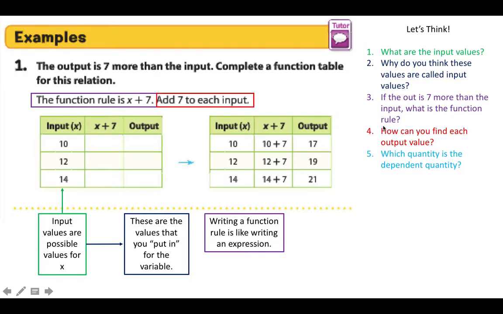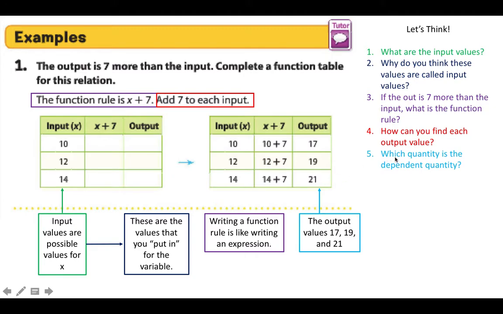All right, so how can you find each output value? We're going to add 7 to each input. So that means we're going to add 10 plus 7, 12 plus 7, 14 plus 7. So the quantities that we get as our output values are 17, because 10 plus 7 is 17, 19, because 12 plus 7 is 19, and 21, because 14 plus 7 is 21.